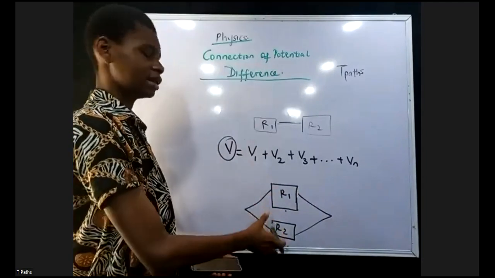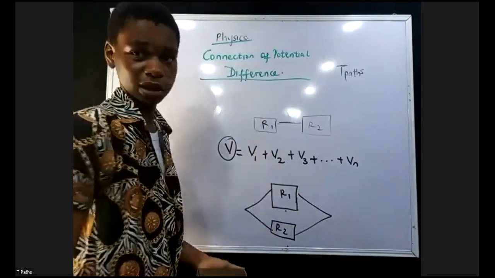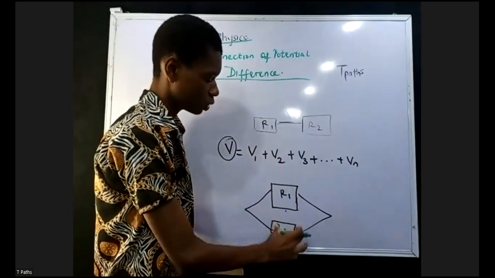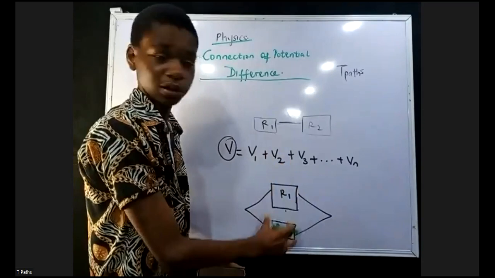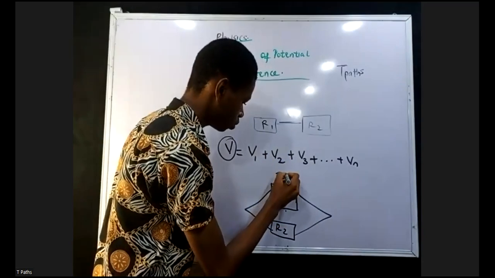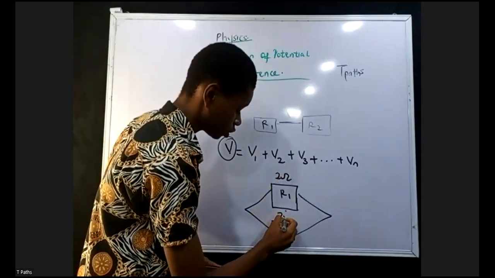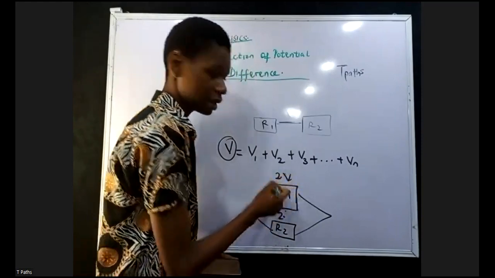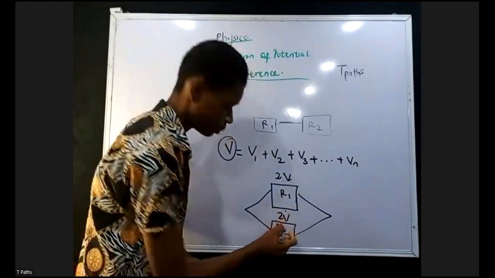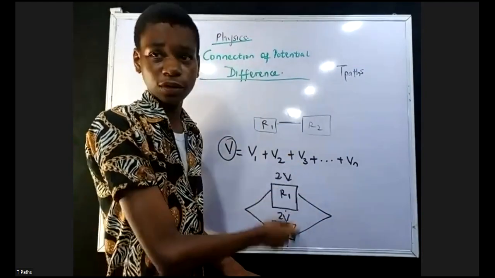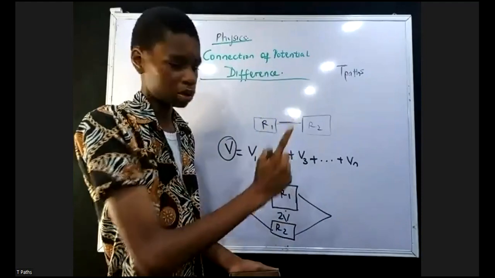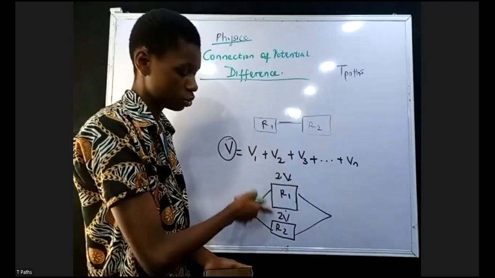So if I want to find the net overall potential difference of these two, it simply means these two must have the same potential difference. So I'm just going to pick the value of one. Let me say this one has a potential difference of 2 volts, and this also has a potential difference of 2 volts. So the net or overall potential difference of these two resistors is just going to be 2 volts.